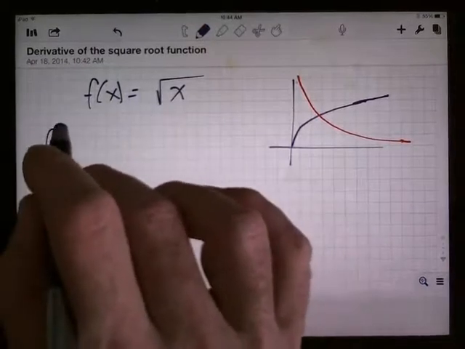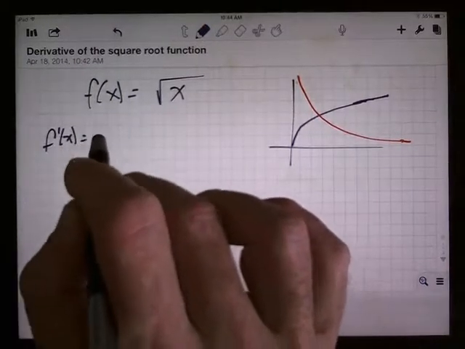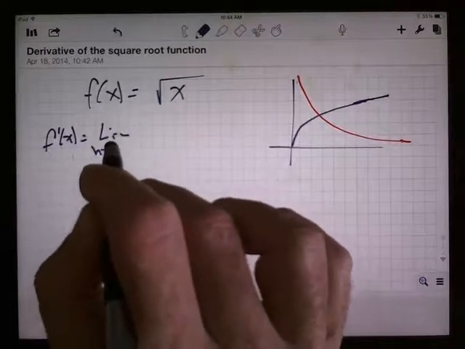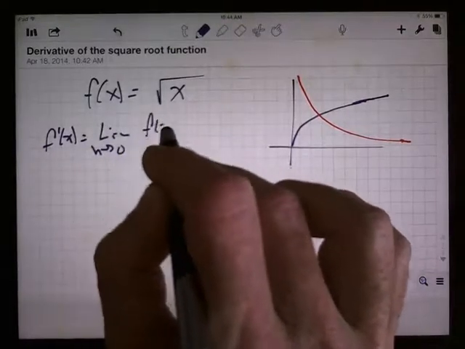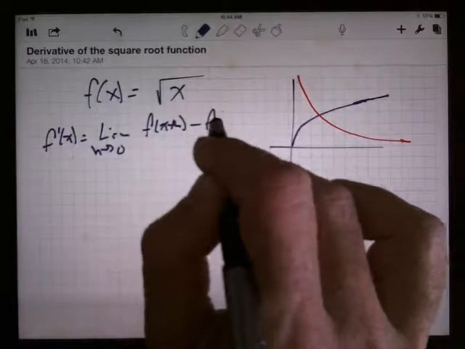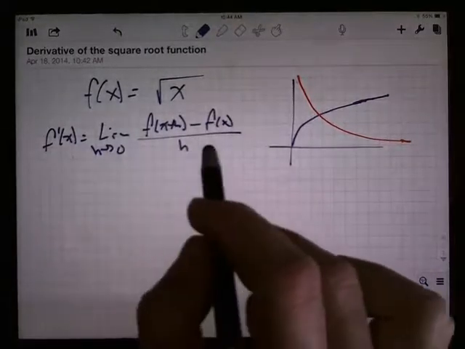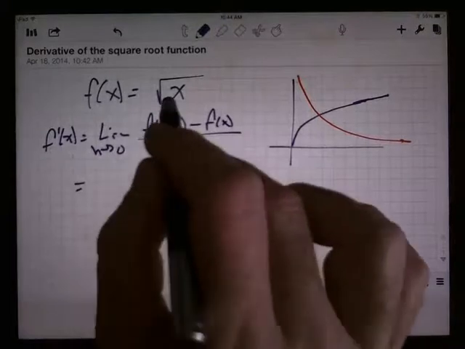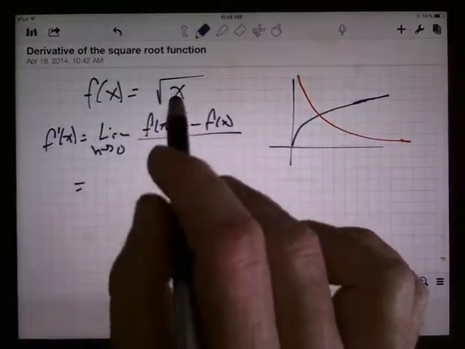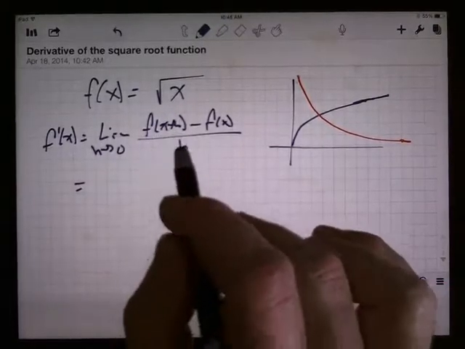So f prime of x is by definition the limit as h goes to 0 of f of x plus h minus f of x all over h. I haven't actually done anything yet, right? That's just the definition. So let's apply that definition to our function now, or apply our function to that definition one way or the other.